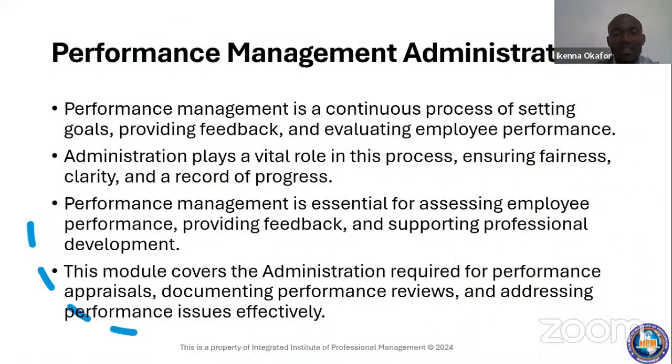Okay. So performance management administration also needs proper documentation. I said at the beginning of the class that even when you want to terminate on a performance basis, there are processes you must follow. Else, even when you terminate, it can be classified as a wrongful termination. Goal setting, providing feedback and evaluating employees' performance. So you set goals, evaluate, and provide feedback.